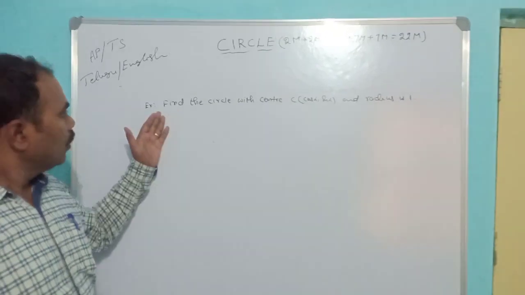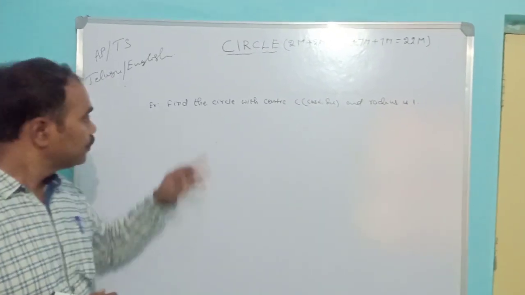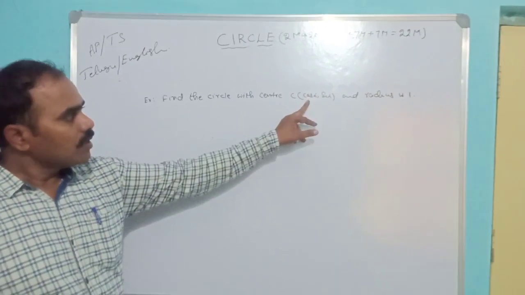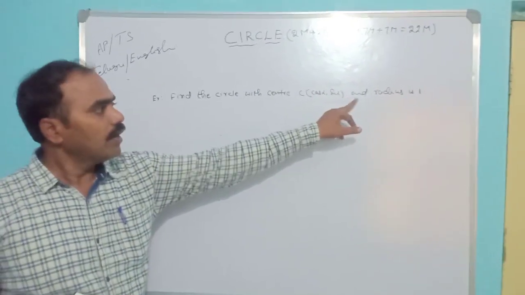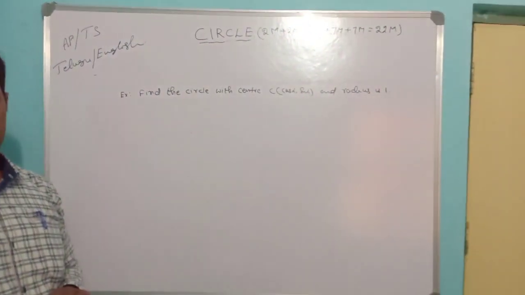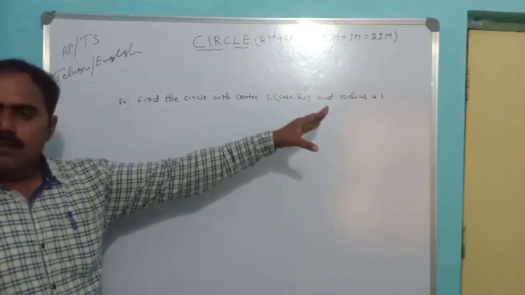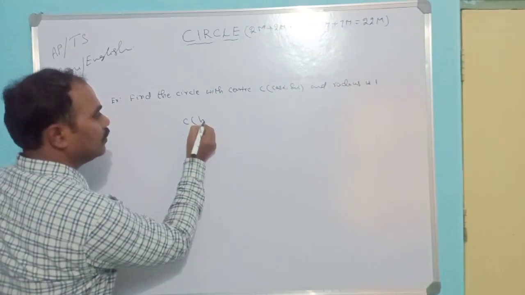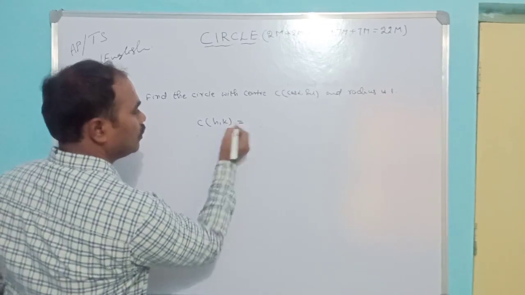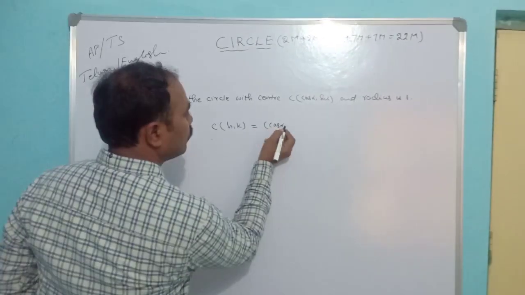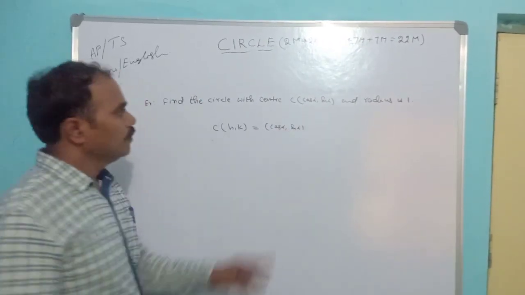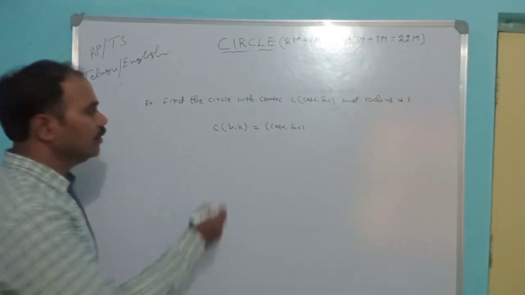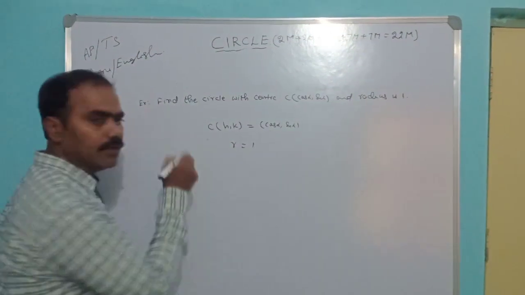Now I give you one example. Find the circle with center (cos alpha, sin alpha) and radius 1 unit. He has given the center (h, k) and the radius r.